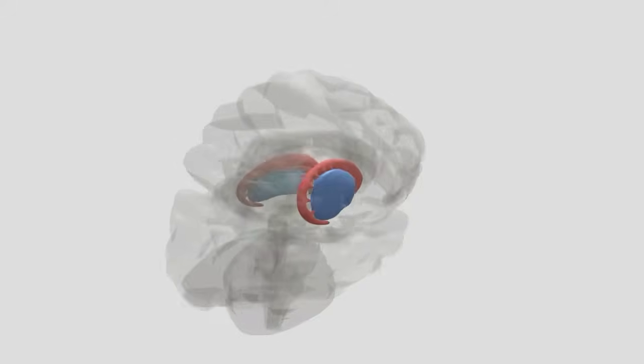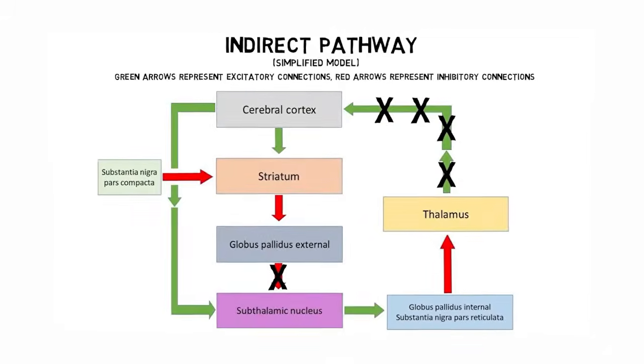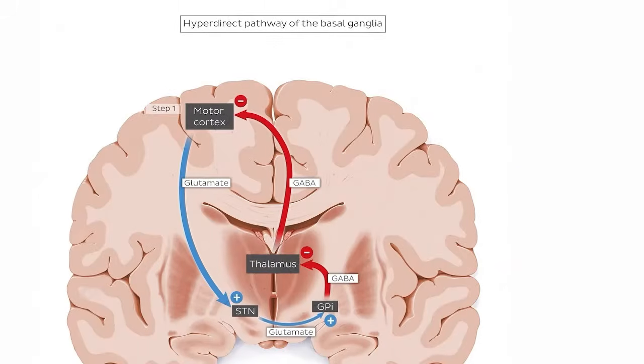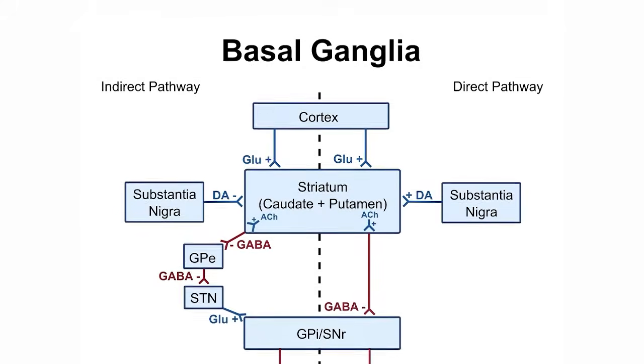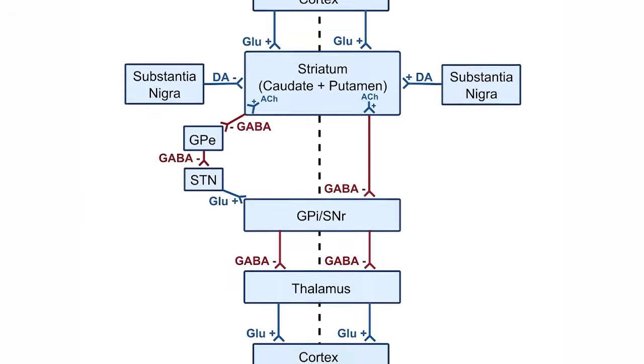The basal ganglia have several pathways that process and relay information. Direct pathway, indirect pathway, hyperdirect pathway. Proper balance between these pathways is crucial for smooth motor control.